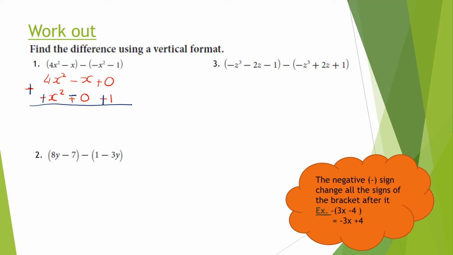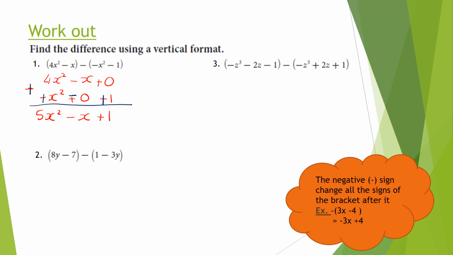So 4x squared plus x squared will be 5x squared. Negative x will be as it is, negative x. 0 and positive 1 will be positive 1. And here's my final result. I'm going to do the same thing here.